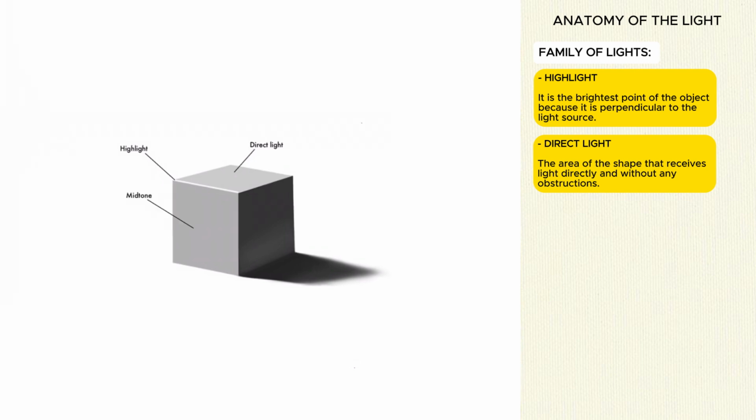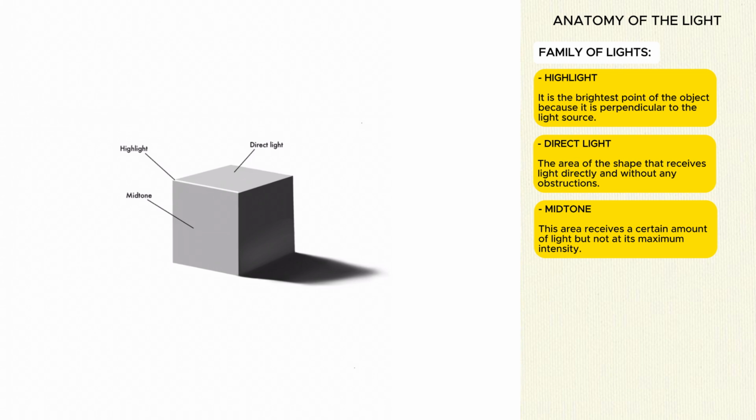The third element in the family of lights is the midtone, or halftone. The midtone represents the average value of the object's pure color. It lies between the direct light and the core shadow, characterized by being an intermediate shade between light and darkness. When we refer to the midtone, we are talking about the region that lies between light and shadow. This area receives a certain amount of light, but not at its maximum intensity.